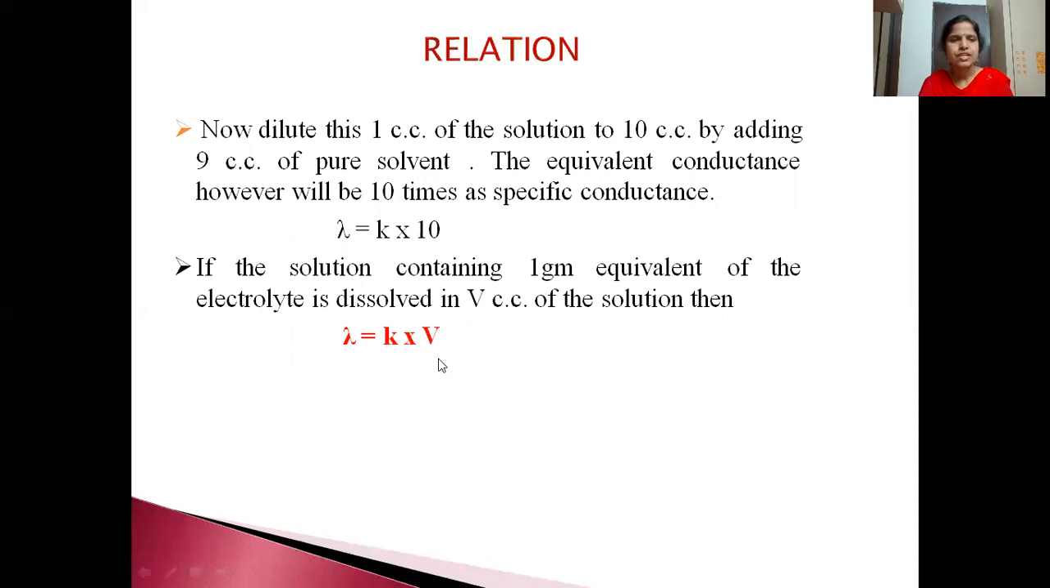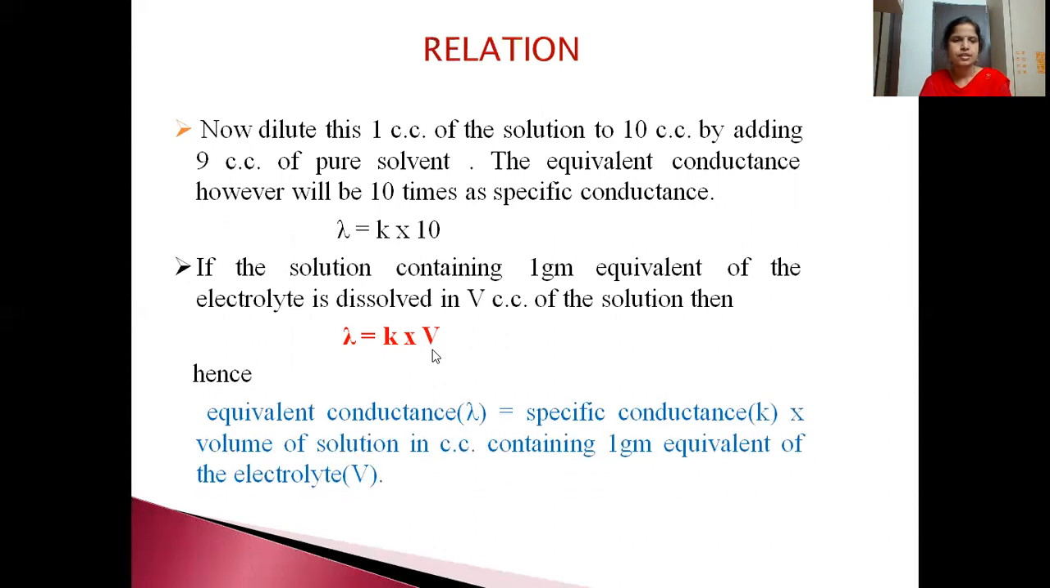So what is V? V is the volume of the solution. So how to define this now? Equivalent conductance lambda is equal to specific conductance, that is K, into the volume of the solution in ml which is containing 1 gram equivalent of the electrolyte. So lambda is equal to K into V.